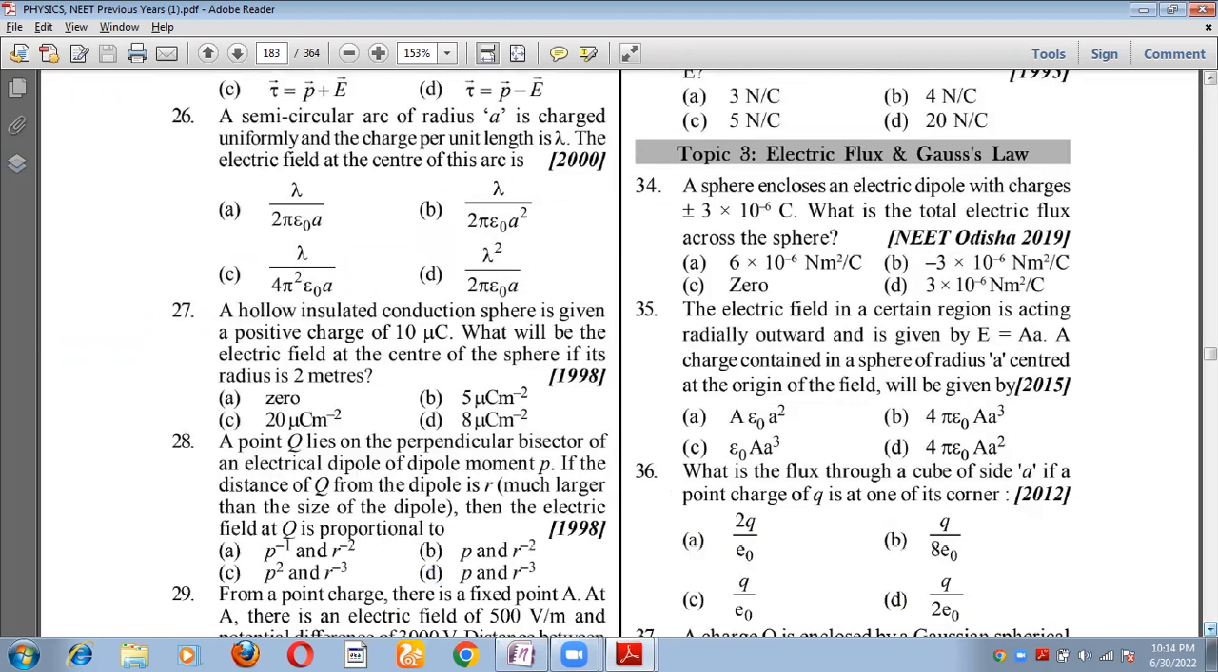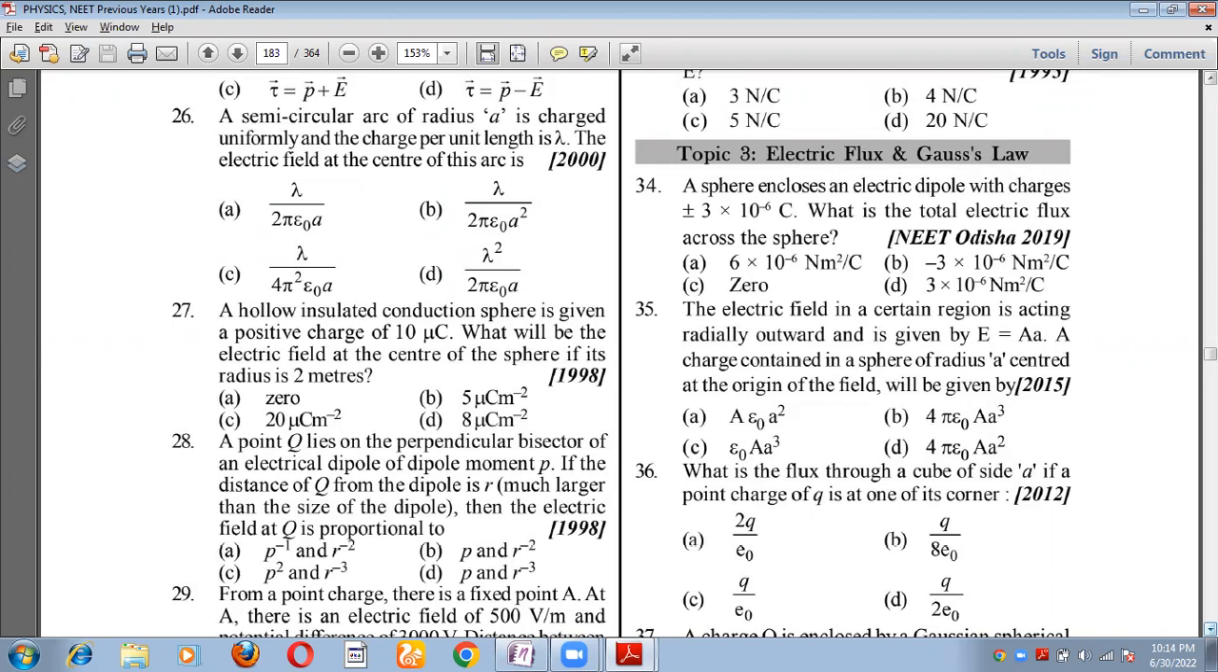Yes, sir. Okay. Now moving to the next question, 20. Everyone say, what is the electric field due to a semicircular arc at the center? All of you say at the same time, what will be the value of the electric field?